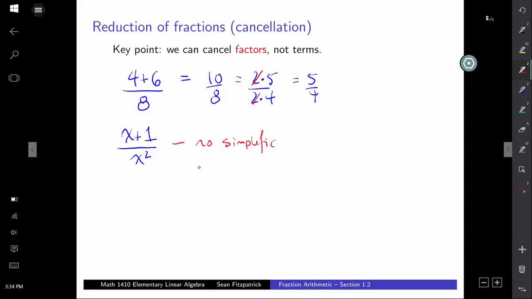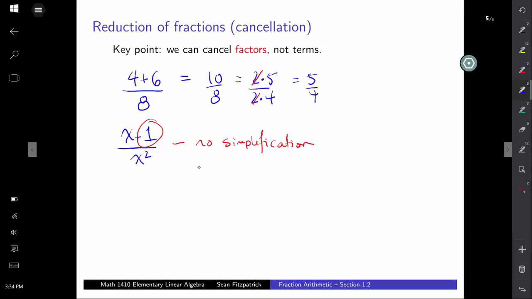You might want there to be some simplification, but there simply isn't one, because there's an x here and an x here, but there is no x in this term, right? Unless that x is a common factor all the way across the numerator, there's nothing I can do. So I can't do anything to simplify that. I can't pull out the x.